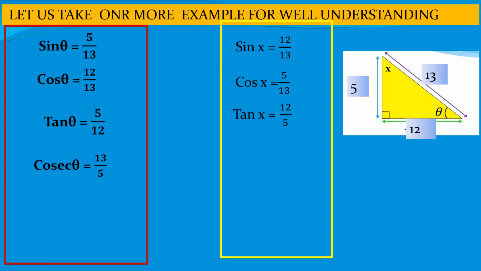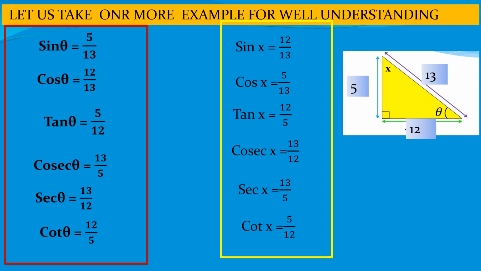And cosec theta is reciprocal of sin theta. Sin theta is 5 by 13. So reciprocal is 13 by 5. Similarly, cosec x is reciprocal of sin x. So that's why 13 by 12. And sec theta is reciprocal of cos theta, that is 13 by 12, and sec x is reciprocal of cos x, that is 13 by 5, and cot theta is reciprocal of tan theta, that is 12 by 5, and cot x is reciprocal of tan x, that is 5 by 12.